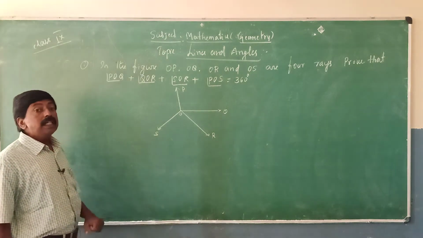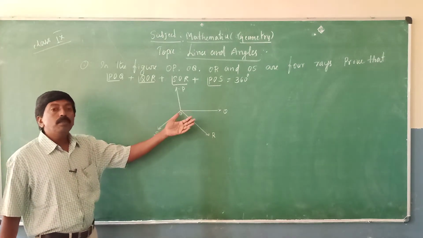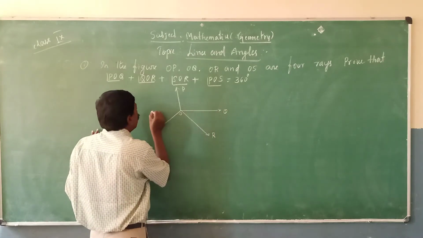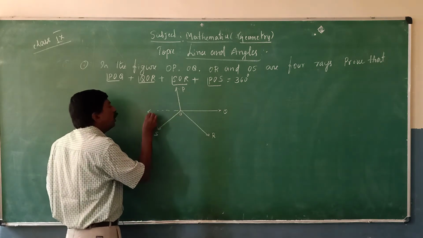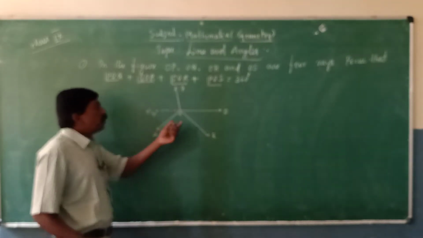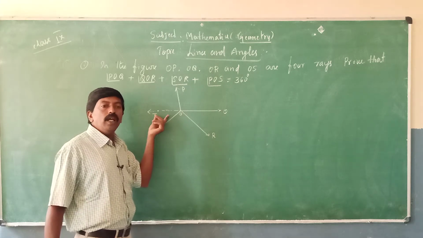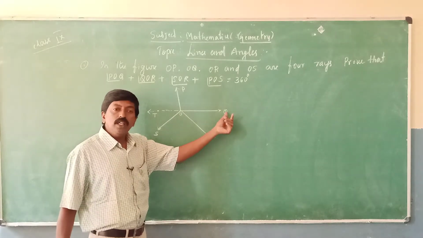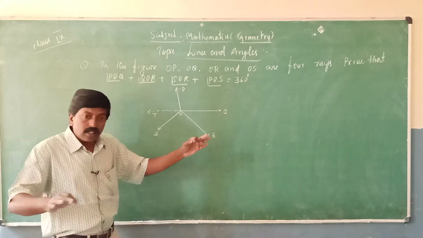For that, a construction is needed. Any one ray you can produce backwards. Now I will produce OQ to the left side, opposite to OQ. I will draw another ray, that is OT. So TOQ is a straight line. You can make it a straight line.